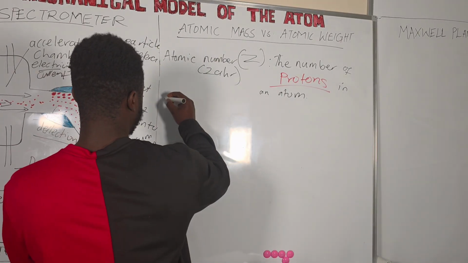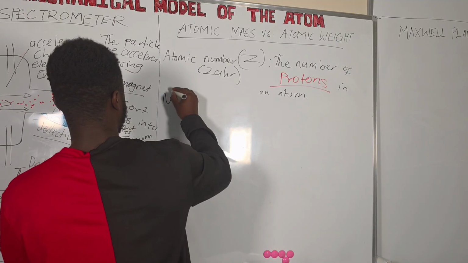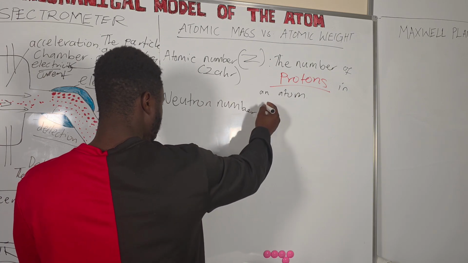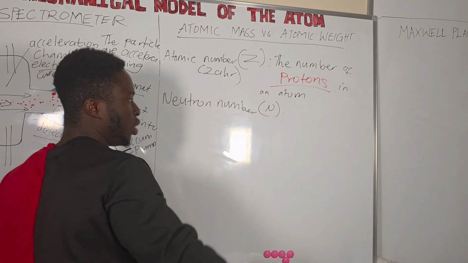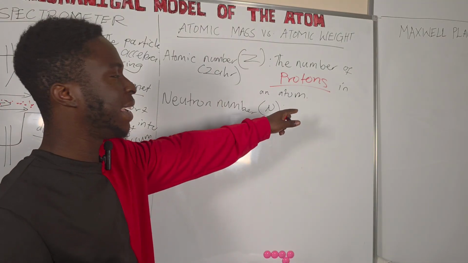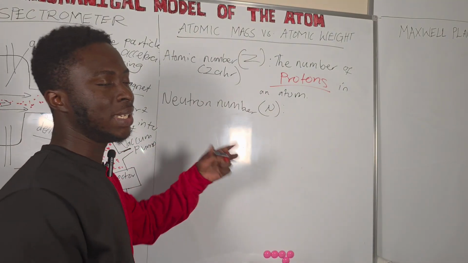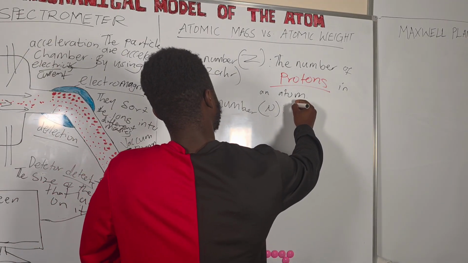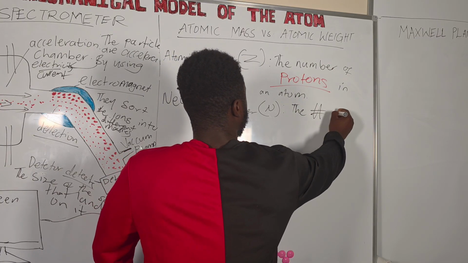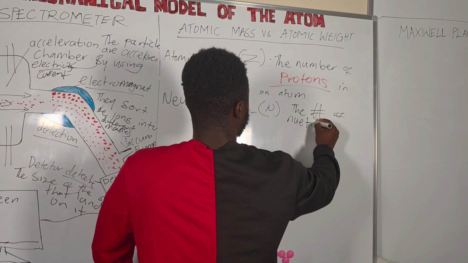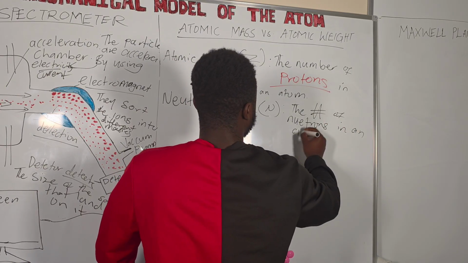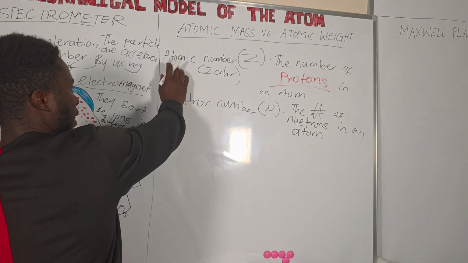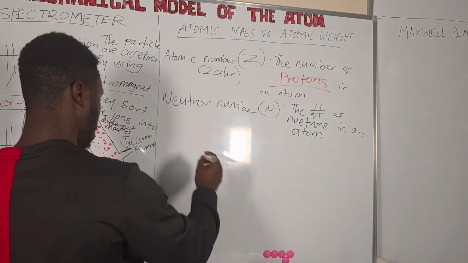Let's move on to mass number. Or before, let's move on to neutron number before we go to mass number. Neutron number. We could demarcate it by n. So a neutron number is straightforward. Neutron number is just the number of neutrons in an atom. So there isn't much to talk about over there. So the number of neutrons in an atom, right? After atomic number and then neutron number, our next one is mass number.